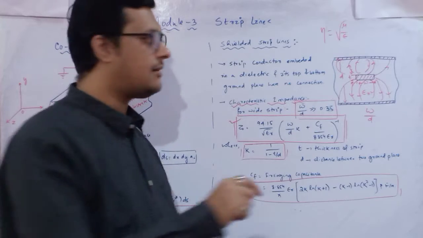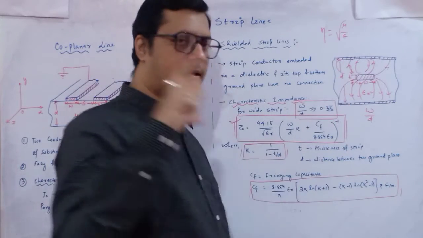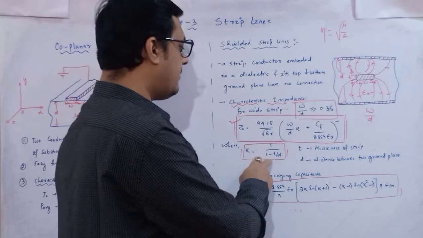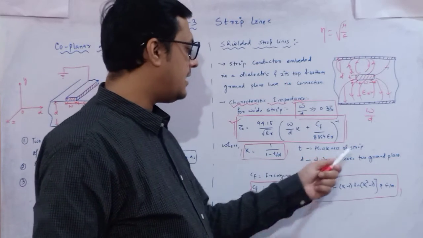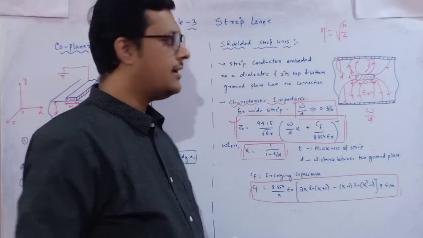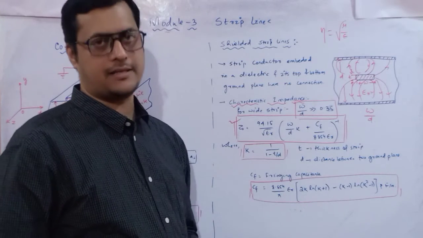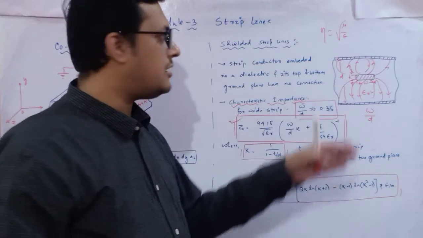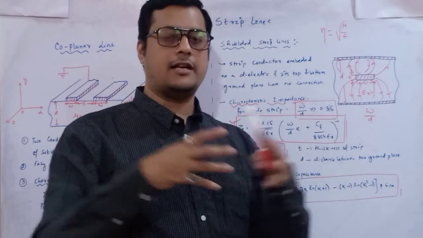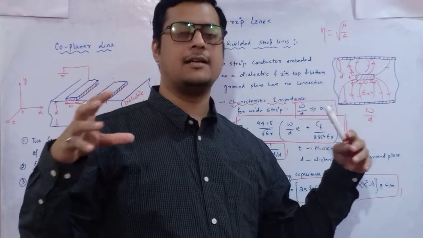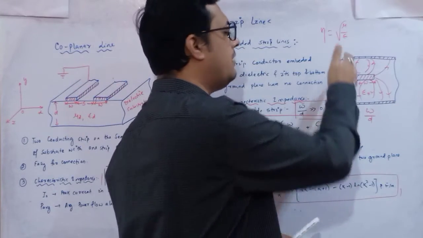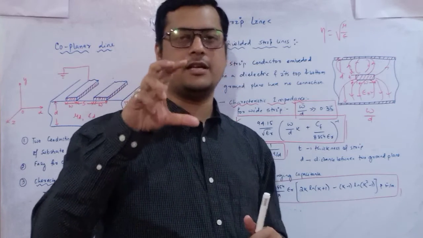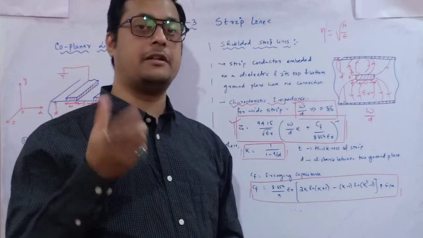T is the thickness of the strip and D is the separation of the two grounded planes. So it is 1 by 1 minus T by D, where T is the thickness, D is the distance between the ground planes, and Cf is the fringing capacitance. As I have told, from the edges the electric field will move out because the space is available. So if the electric fields are moving out from the edges, some electric field will terminate at the upper plate, some will terminate at the lower plate, due to which the fringing capacitance will be generated due to the fringing effect.